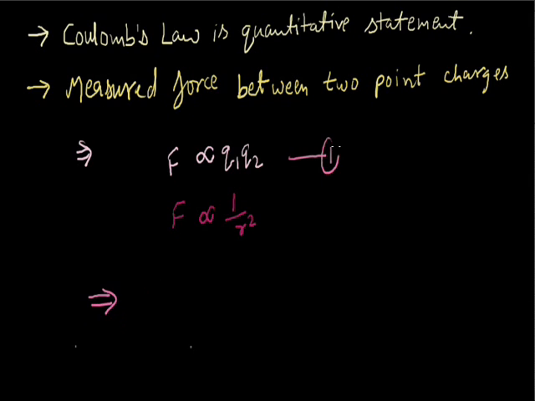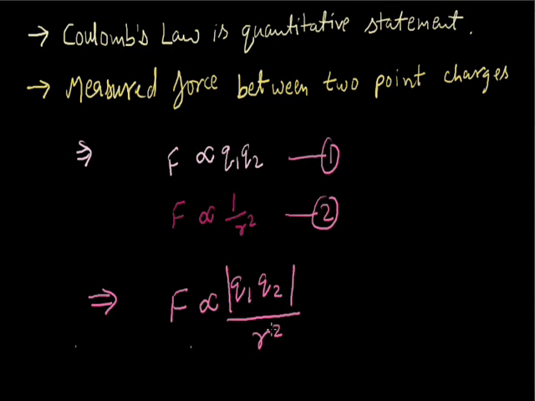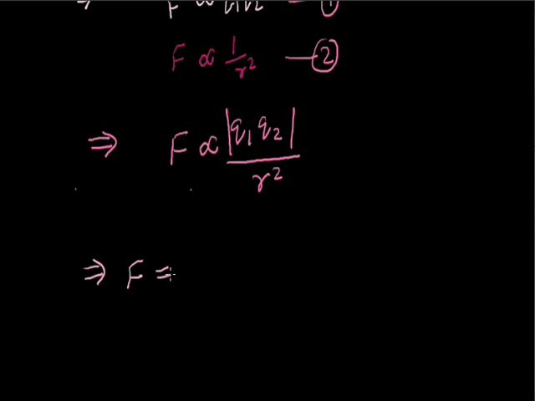We'll write it again from 1 and 2. We can write F is directly proportional to Q1 Q2, the magnitude of the product of the charges, upon the square of the distance between them. When we remove the proportional sign, the constant K will come and the force F will be equal to K times the magnitude of the product of the two charges upon the square of the distance between them.